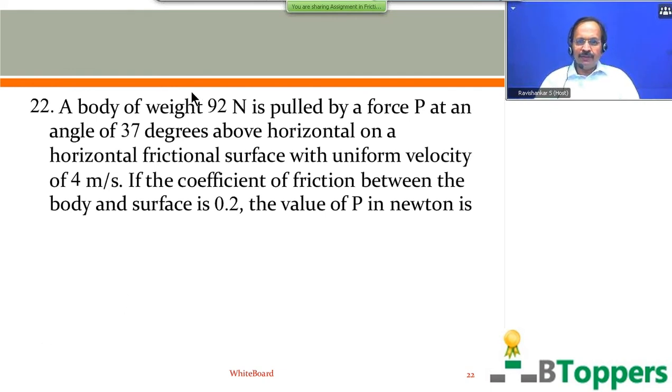A body of weight 92 Newton is pulled by a force P at an angle of 37 degrees above the horizontal on a horizontal frictional surface with uniform velocity of 4 meters per second. The coefficient of friction between the body and surface is 0.2. The value of P in newtons is. Come on, try the question.